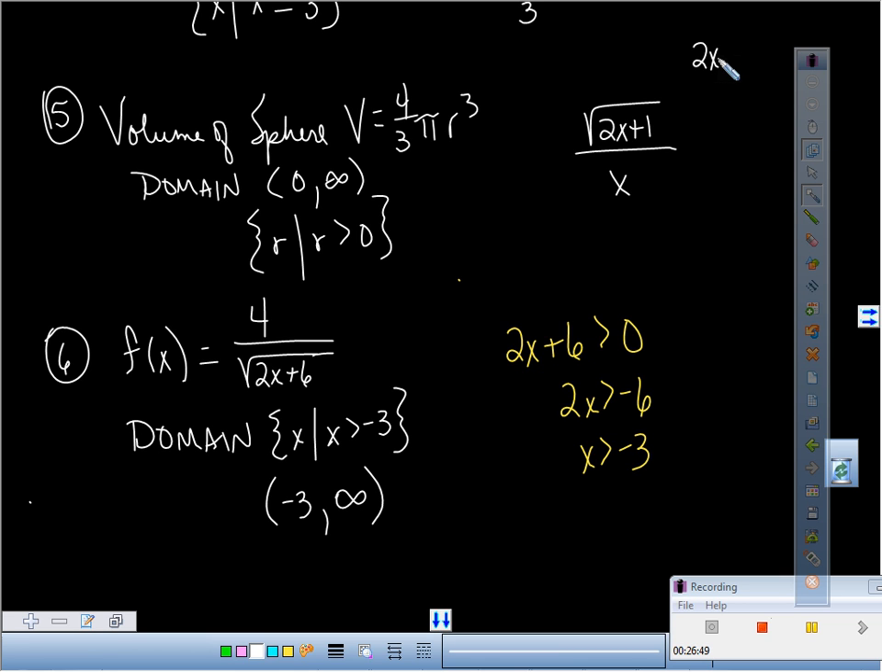2x plus 1 has to be greater than or equal to 0. Y'all agree with that? So 2x is greater than or equal to -1, divide by 2, and x has to be greater than or equal to -1/2. But what else do you know? x cannot be equal to 0.